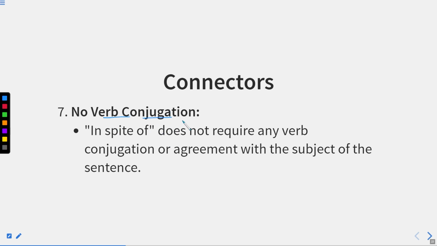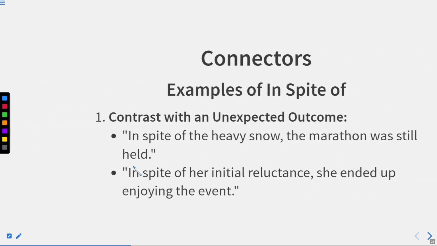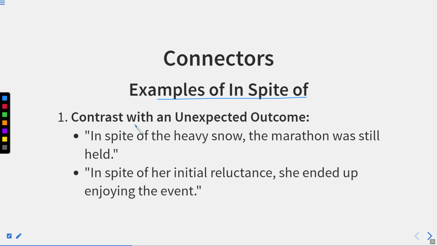No verb conjugation. In spite of does not require any verb conjugation or agreement with the subject of the sentence. Examples of in spite of: contrast with unexpected outcome. In spite of heavy snow, the marathon was still held. In spite of her initial reluctance, she ended up enjoying the event.